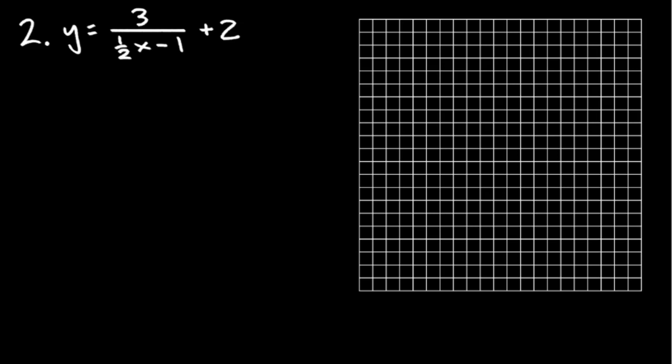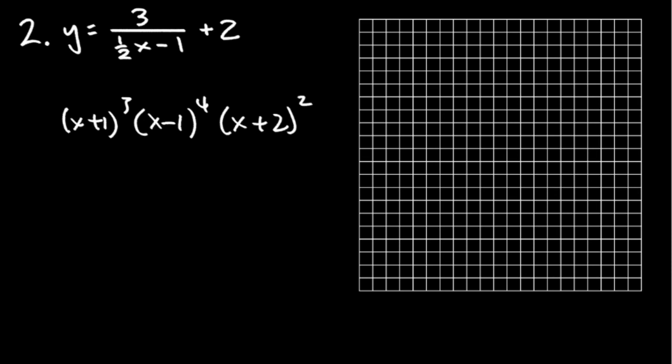As you work on this, there was a question in the chat asking the difference between even and odd multiplicity. I'll just do that on the screen real fast. So if you have something in factored form like (x + 1)^3 times (x - 1)^4 times (x + 2)^2, I don't know, squared.